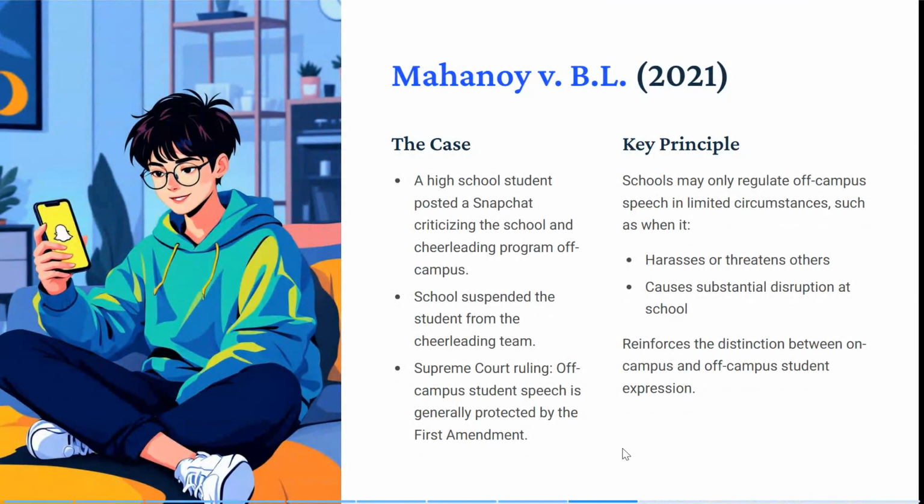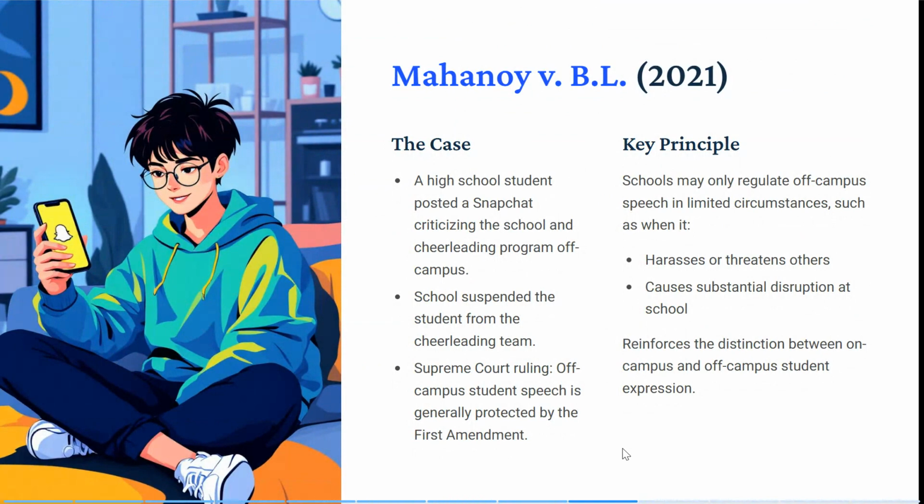Mahanoy versus B.L., 2021. The case: a high school student posted a Snapchat criticizing the school and cheerleading program off campus. The school suspended the student from the cheerleading team.